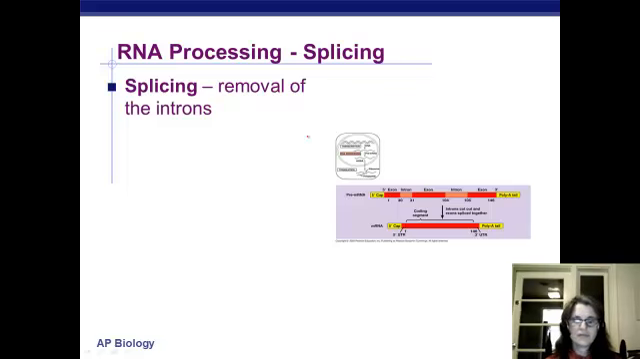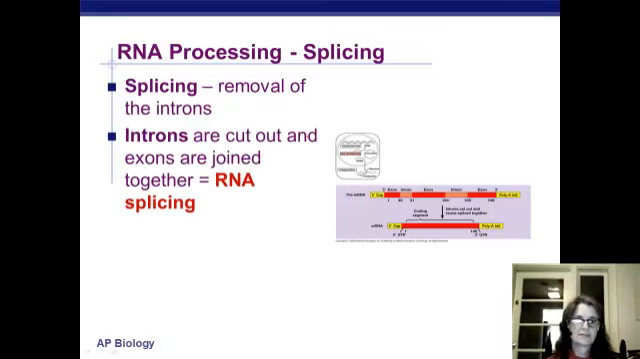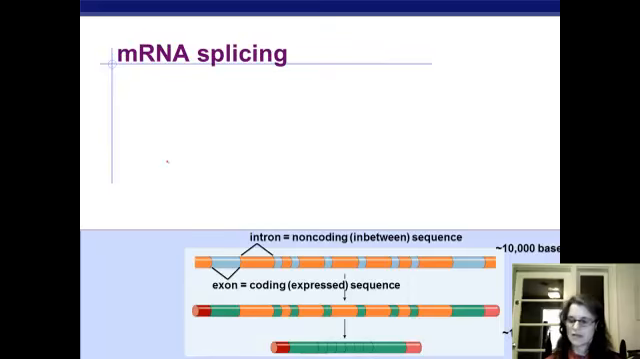when we remove the part that's junk, we've got to glue together the pieces that remain behind. And this cutting and gluing is called splicing. Okay? The introns are cut out and the exons are joined together.